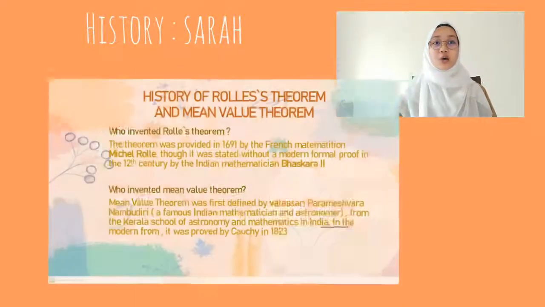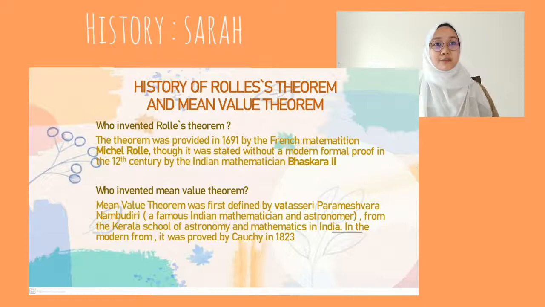Before we go through this topic, let's learn about the history first. Who invented Rolle's theorem? The theorem was provided in 1691 by the French mathematician Michel Rolle. It was stated without a modern formal proof in the 12th century by the Indian mathematician Bhaskara II. Next, who invented the mean value theorem? The mean value theorem was first defined by Sri Parameswara Namboodiri, a famous Indian mathematician and astronomer from the Kerala School of Astronomy and Mathematics in India. In the modern form, it was proved by Cauchy in 1833.